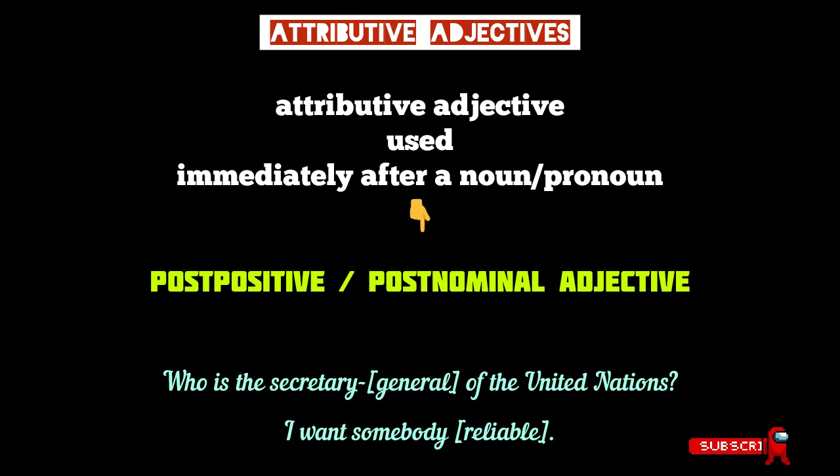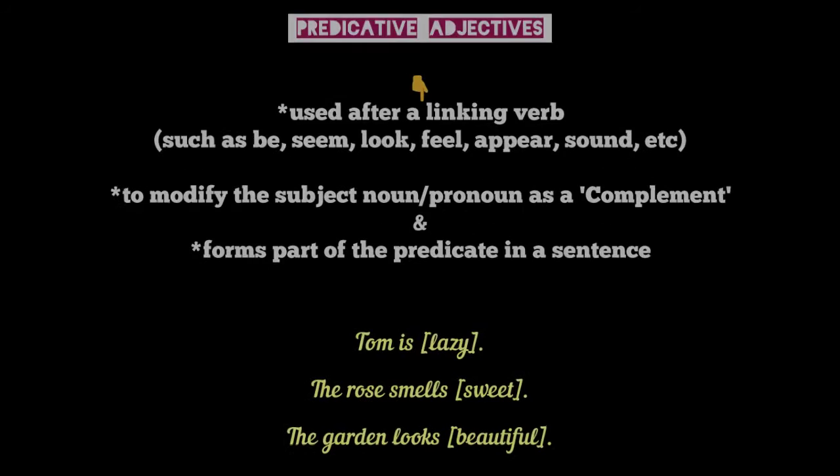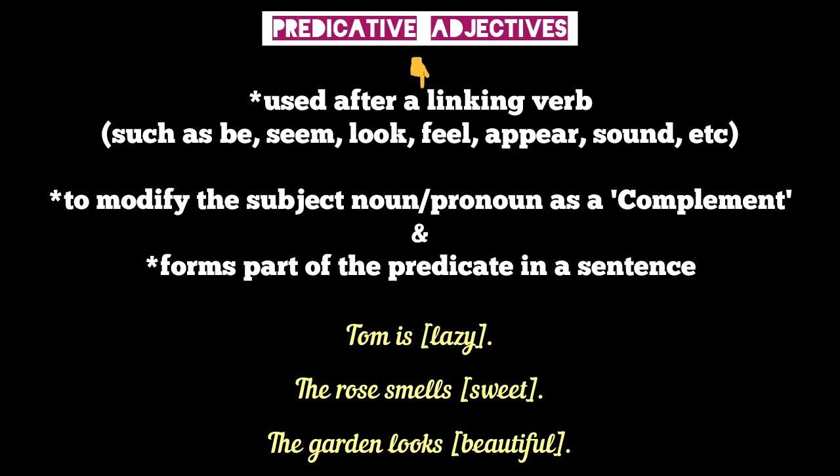Now look at the next example. I want somebody reliable. In this sentence also, the adjective reliable comes immediately after the pronoun somebody to modify it. So by definition, it's a post-positive adjective. Yes, post-positive adjectives also modify certain pronouns. We learn that attributive adjectives may be prepositive or post-positive and they highlight a certain attribute or characteristic of the noun they modify. Up next is the predicative adjective.